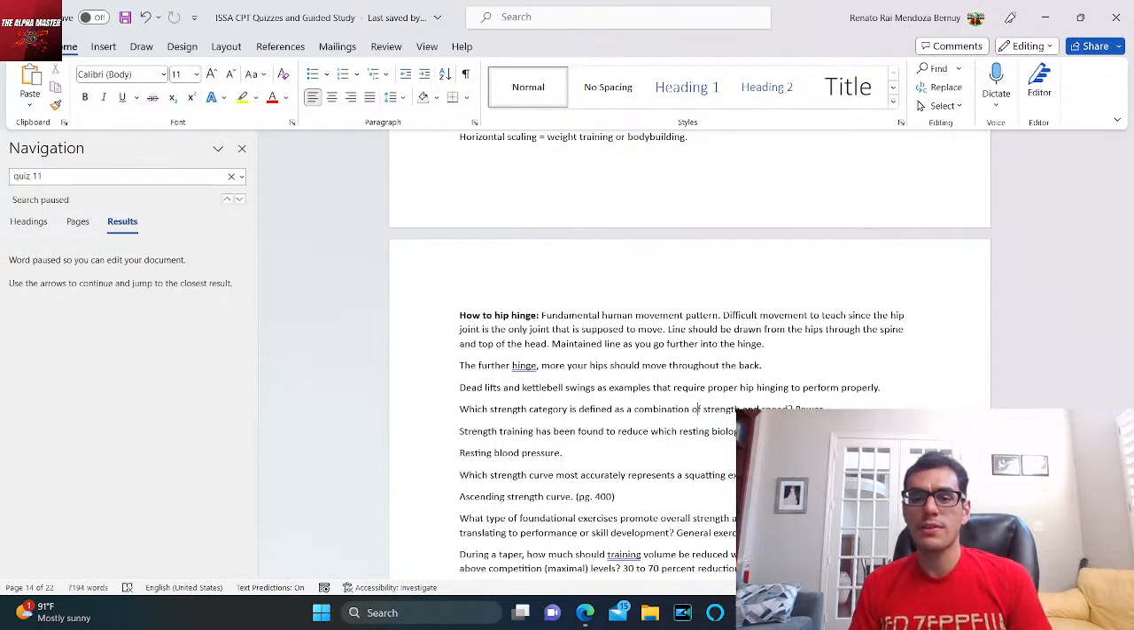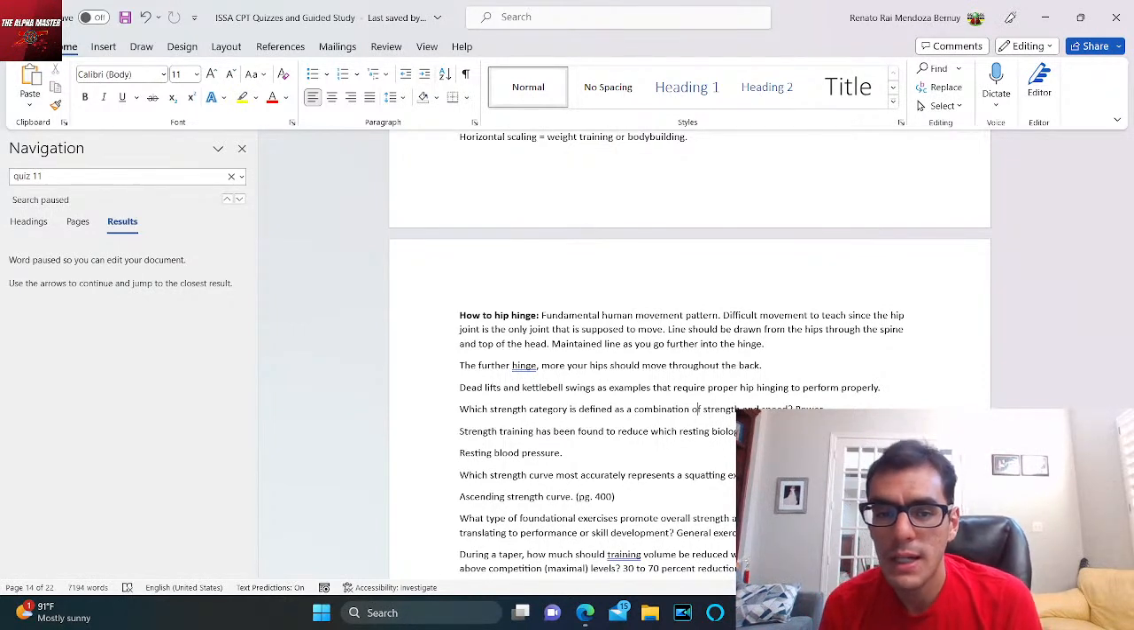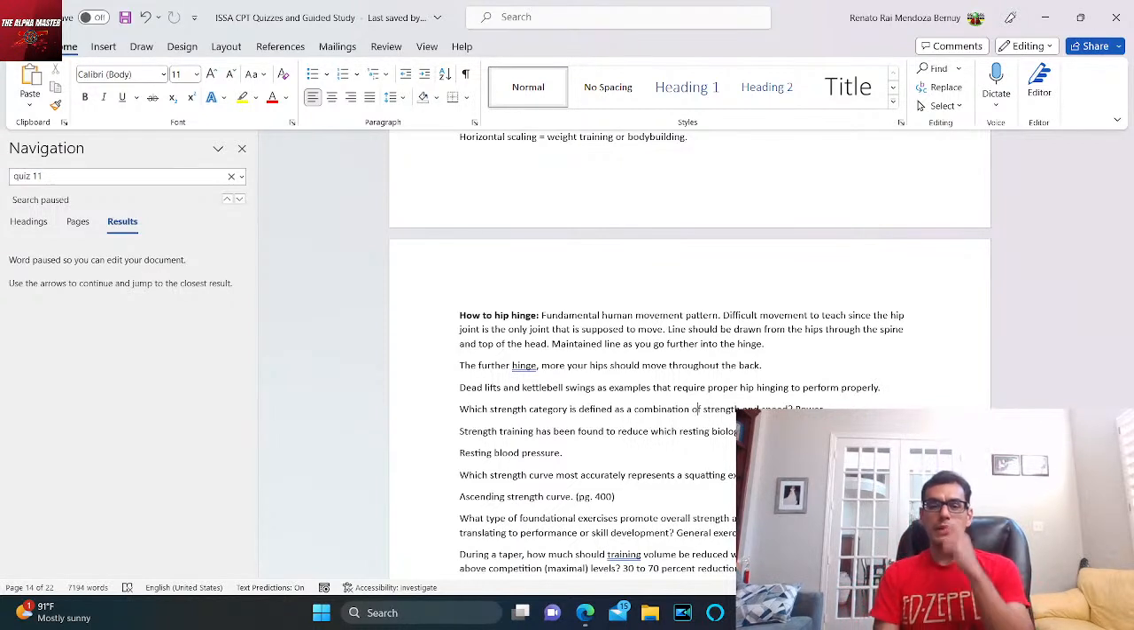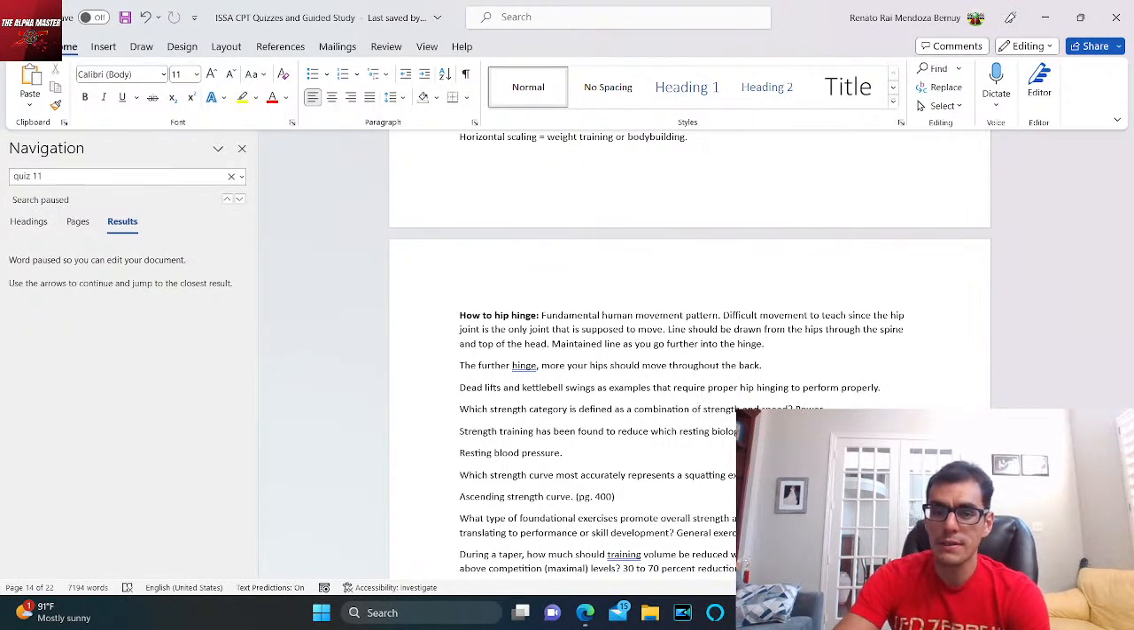Deadlifts and kettlebell swings are examples that require proper hip hinging to perform properly. Also, the Romanian deadlift.